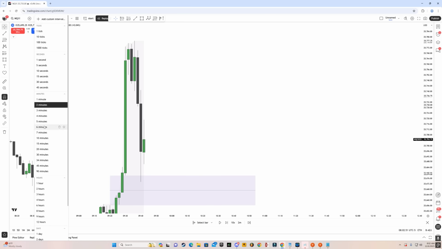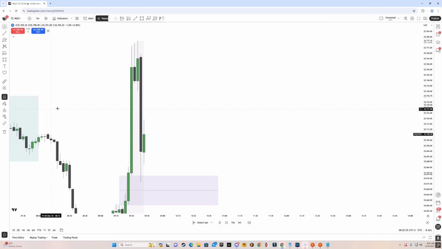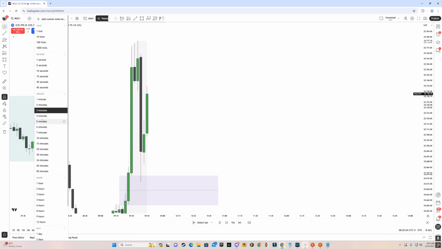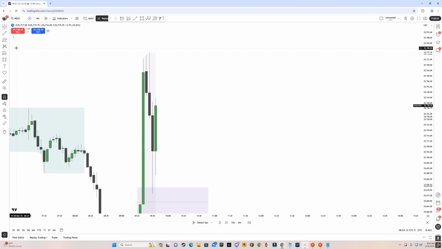Now, we want to also check the 3-minute to see if there's a gap on the 3-minute time frame as well. And you can see that we have a 3-minute gap here as well, right? Now, we want to check the 4-minute time frame. And if I go on to the 4-minute time frame, you can clearly see that over here, we have a 4-minute gap as well.